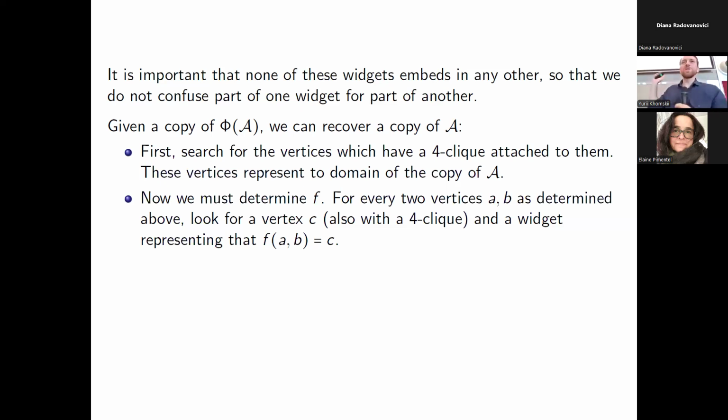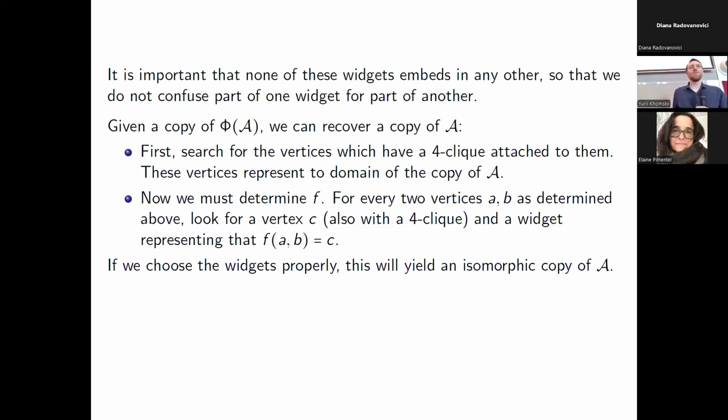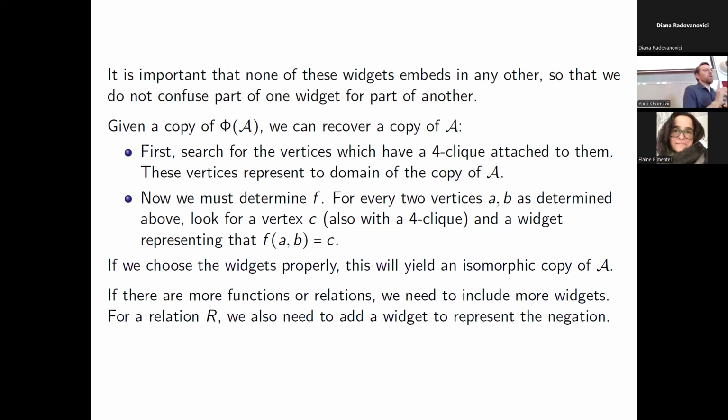So I think there's tons of different constructions you can do that'll work, but you just have to be a little careful that you make it work out, right? You have to choose the widgets properly, and then you're going to get an isomorphic copy of A back in a unique way. So this was just for the one function.